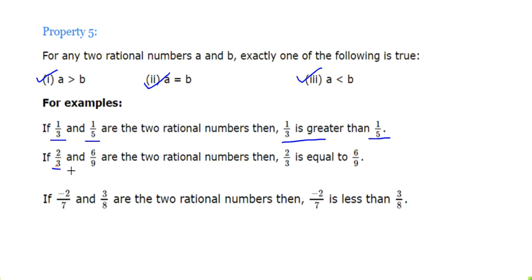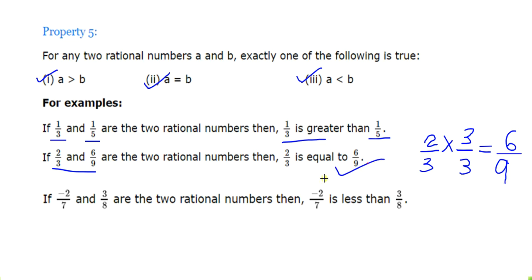Similarly, I can compare 2 upon 3 and 6 upon 9. If you see over here, 2 upon 3 is my rational number. If I multiply both the numerator and denominator by 3, I will get 2 3s are 6 and 3 3s are 9. So I will get a new rational number, 6 upon 9, and I can call it an equivalent rational number of 2 upon 3. So I can put an equal sign between these two.